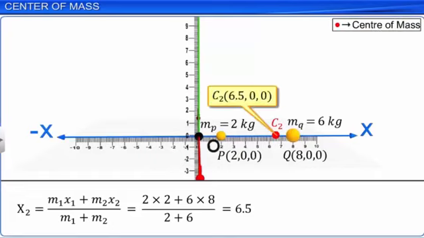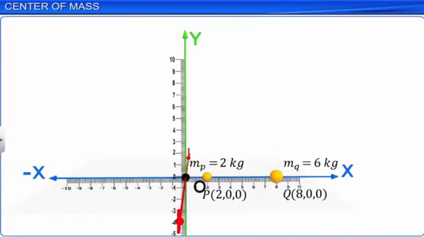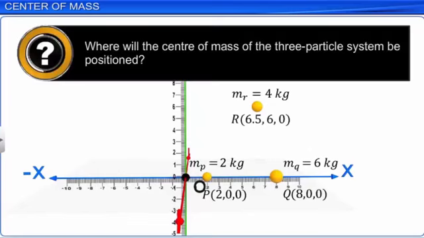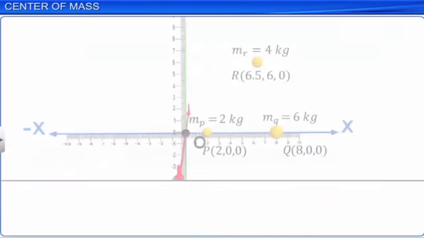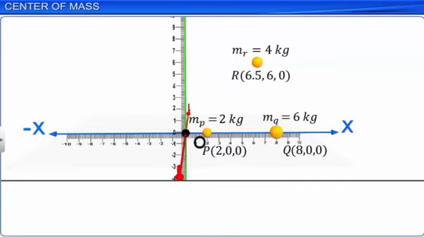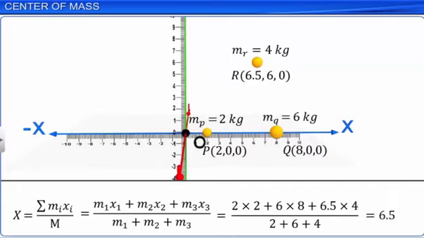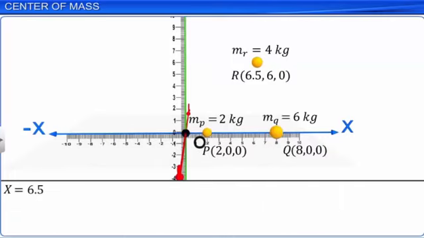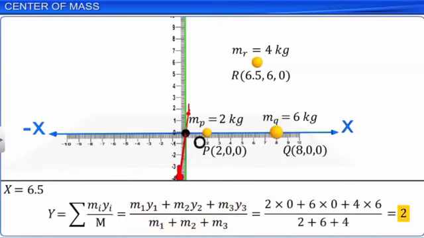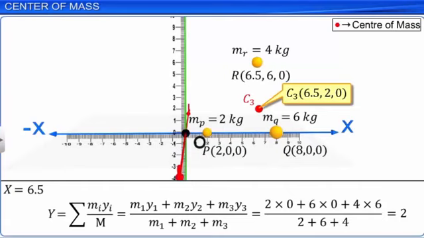If we place one more particle of mass 4 kg at point R (6.5, 6, 0), where will the center of mass of the three-particle system be positioned? The given set of particles are on the xy plane, and hence the center of mass also lies on the xy plane. On simplification as shown, we get x is equal to 6.5 and y is equal to 2. The position of the center of mass is C3 (6.5, 2, 0).